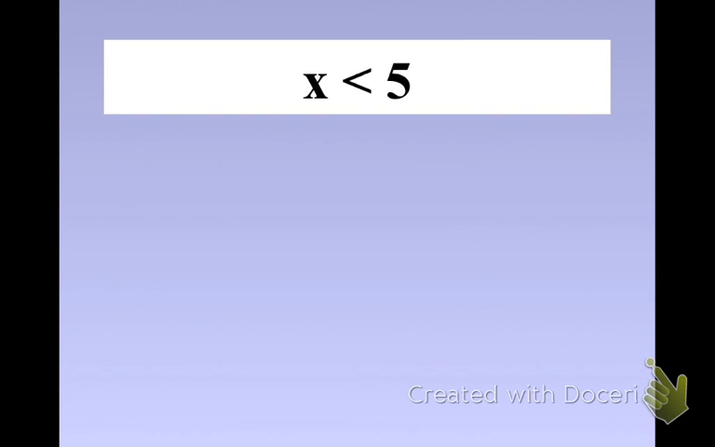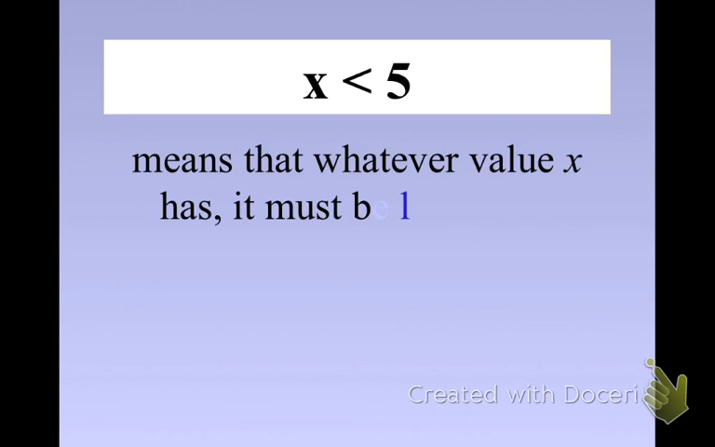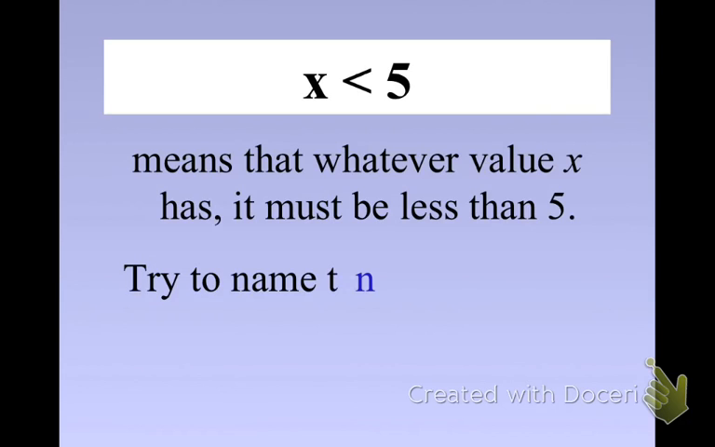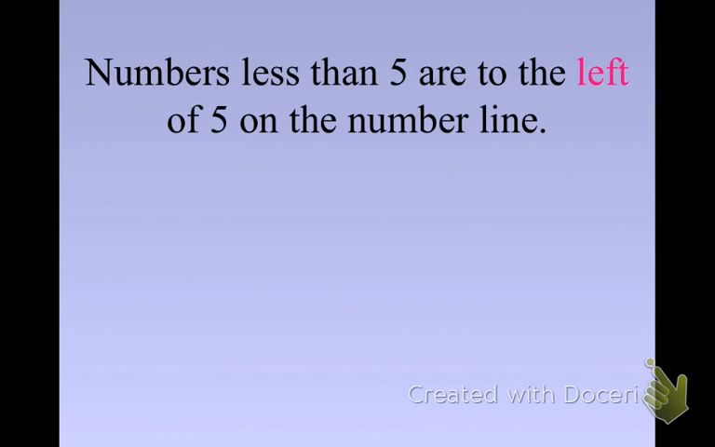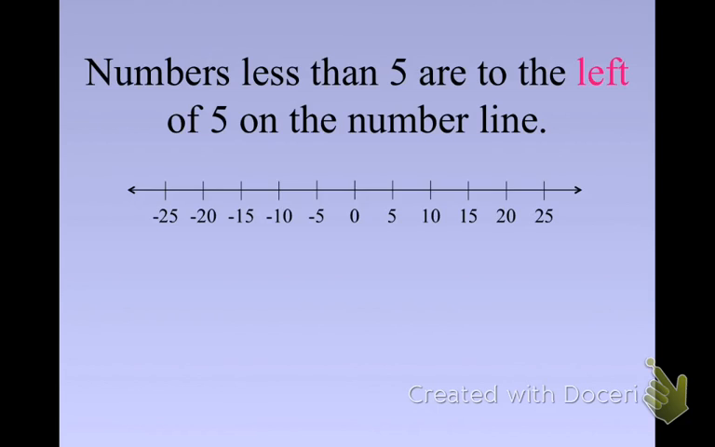If I look at this, I would read this as x is less than 5. It means that whatever value x has, it must be less than 5. Try to name 10 numbers that are less than 5. You can write them down on your paper if you want. So the numbers less than 5 are to the left of 5 on the number line.